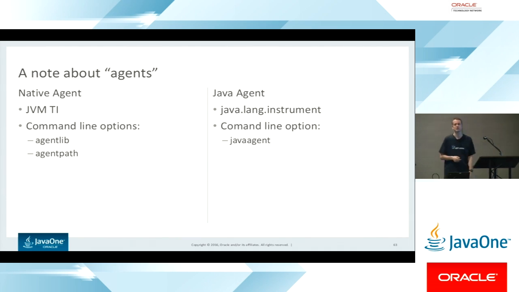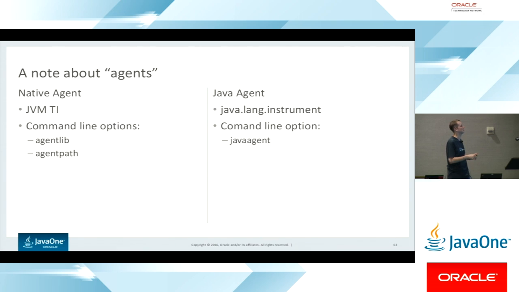So what I'm talking about with JVMTI is the other option, the native agent. And so the native agent is based off of the JVMTI API that we'll talk about in a few slides. And it's loaded with either agent lib or agent path. And these both basically have the same functionality. The only difference is how they look up the agent.